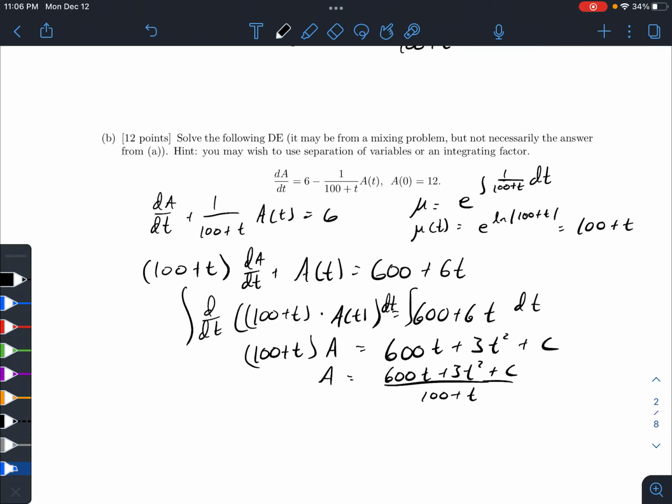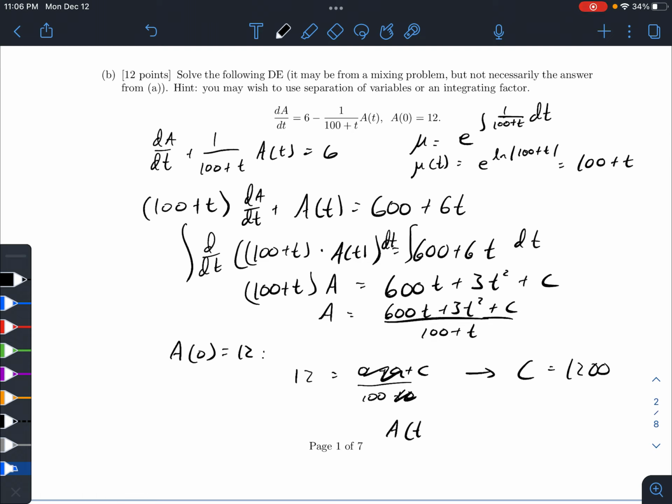And you get this. We need A of 0 to equal 12. So 12 should be equal to, just plug 0 in everywhere, 0 plus C over 100 plus 0. So this is really just C over 100. So C should be equal to 12 times 100, or 1200. So A of t should equal 3t squared plus 600t plus 1200, I'm just cleaning up the top a little bit, over t plus 100.